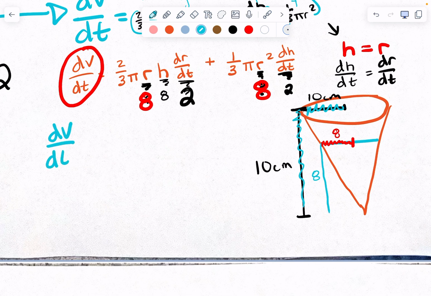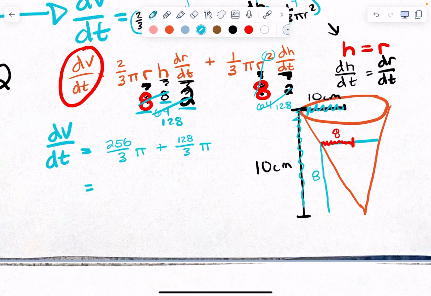dV/dt, which is what we're solving for, is equal to, okay, don't plug any of the pi's in. I have 8 times 8 times 2. 8 times 8 is 64, times 2 is 128, yeah? 128 times 2 again is 256 over 3 pi. Yeah? 256 over 3 pi. Plus, I have 8, but I have to square it, which is 64, times 2, 128, times 1/3. Yeah? 128 thirds pi? Does that compute? Sure? Are we following? Yeah.